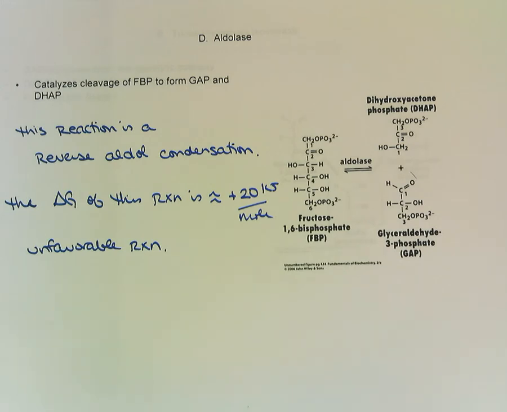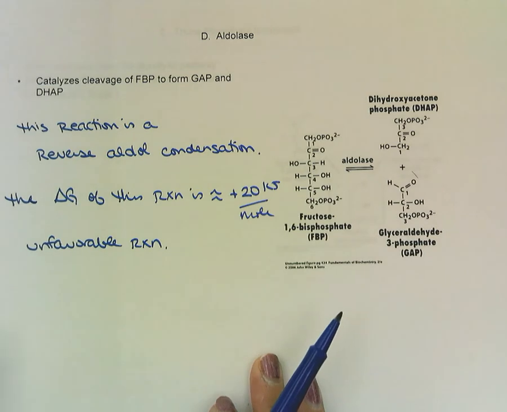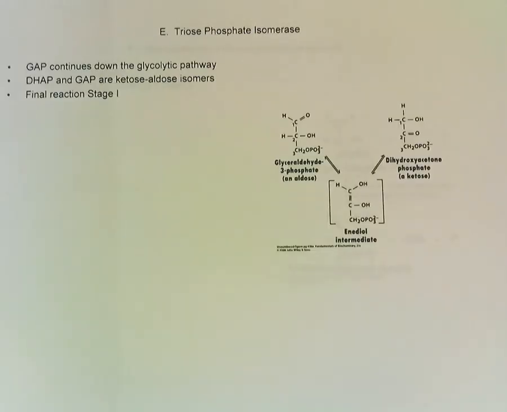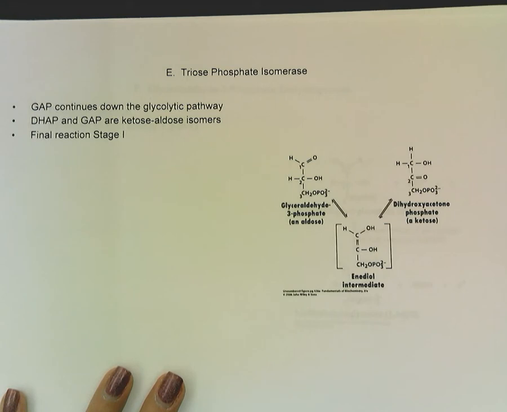Any questions about this one? This one's pretty straightforward. It clips it in half. So now we have 2 molecules ready to enter the next step. So DHAP and GAP are now being made. GAP can continue down the glycolytic pathway. DHAP, however, has to be converted into GAP to continue down the pathway.